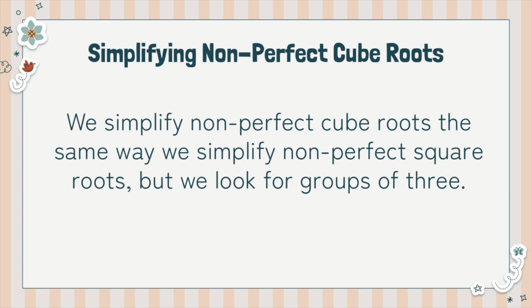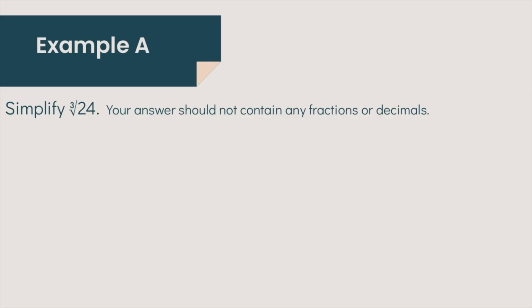So when simplifying a non-perfect cube root, we're going to simplify it the same way we simplify non-perfect square roots, but instead of looking for groups of 2, we're going to be looking for groups of 3. So now let's try that in example A. Here we are in example A, and we're going to simplify the cube root of 24. Now 24 is not a perfect cube, so we're going to look for prime numbers, try and break it down as far as we can, and then pull out groups of 3.